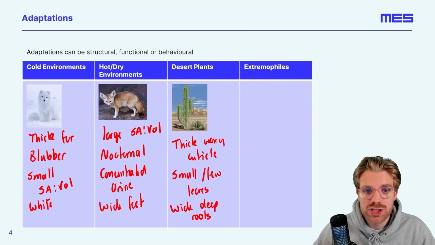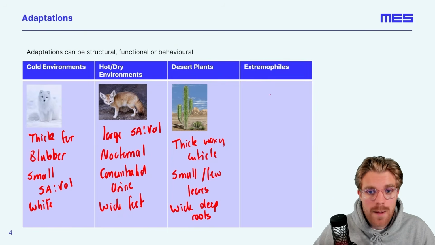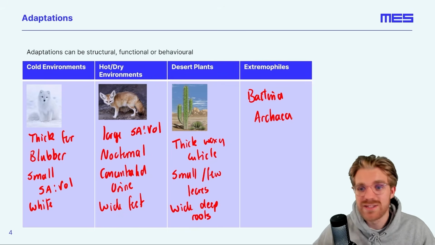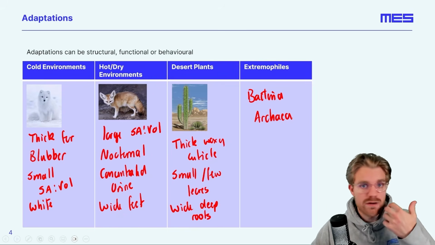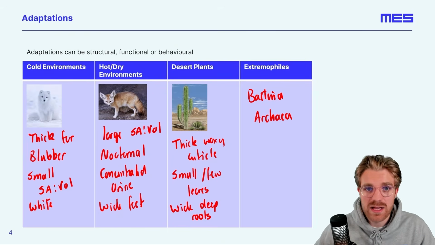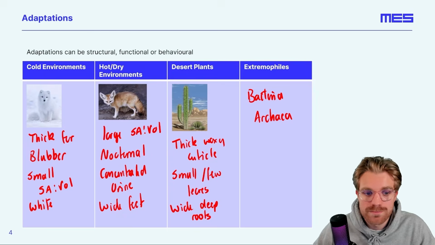And lastly, we have extremophiles. Extremophiles are organisms that are adapted to live in extreme environments. These usually tend to be things like bacteria and archaea. Now, these are organisms that live in very, very high temperature environments, or they live in very, very salty or very low or high pH environments. Places like thermal vents around the bottom of the ocean.